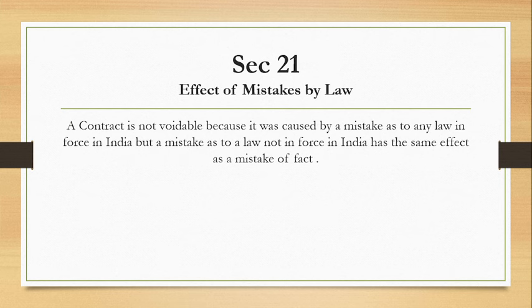Section 21 says effect of mistakes by law. So what is a mistake of law? A contract is not voidable because it was caused by mistake as to any law in force in India, but a mistake as to a law not in force in India has the same effect as a mistake of fact.